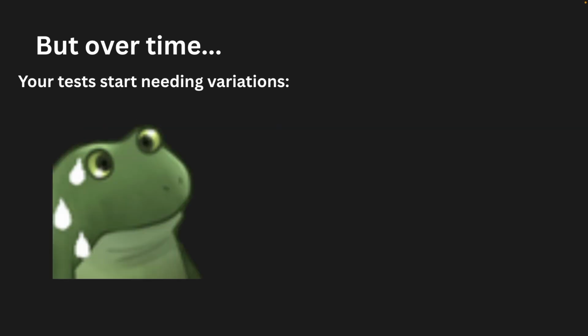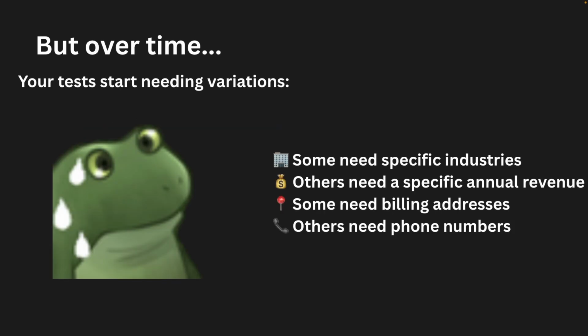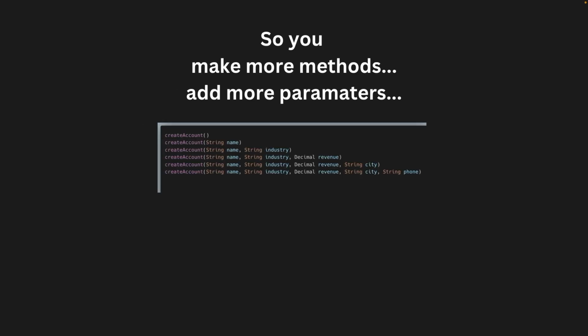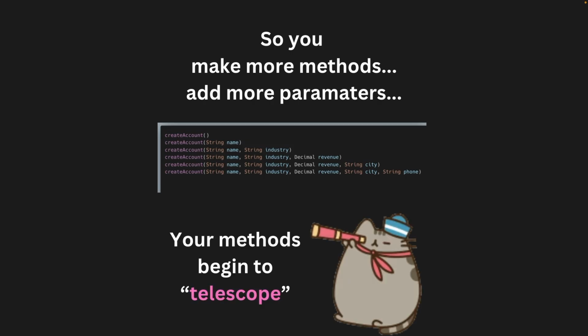But over time, your tests start needing some variations. Some tests need specific industries on the account. Others need specific annual revenue. Some need a billing address, some don't. And others need phone numbers. So what do you do? You make more methods, you add more parameters, and your methods begin to telescope. On that last method, there's 5 parameters. They're all strings. How do you know which one's which? What happens if you pass them in the wrong order?